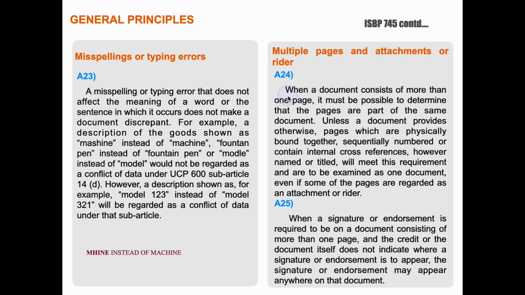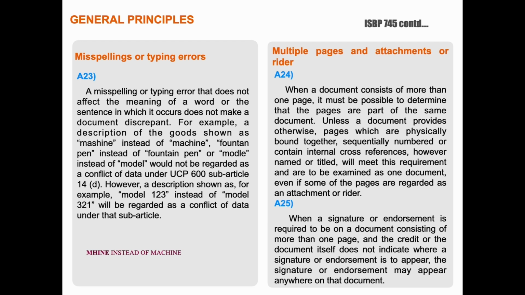The next one is: when a document consists of more than one page, it must be possible to determine that the pages are part of the same document. Let us take the example of a bill of lading having more than one page, let's say 3 pages. In such a case, in some way, it must indicate that the other pages also form part of the same document.